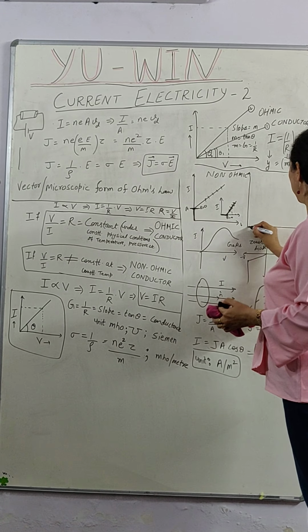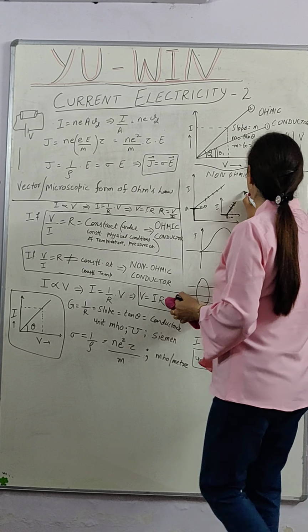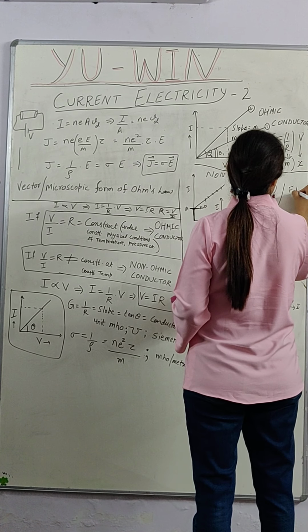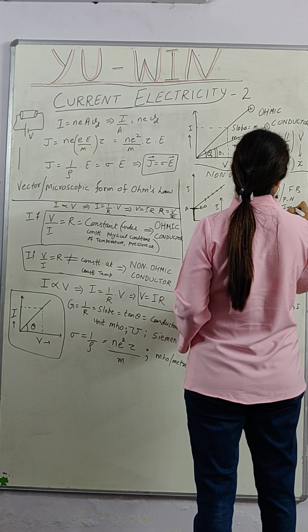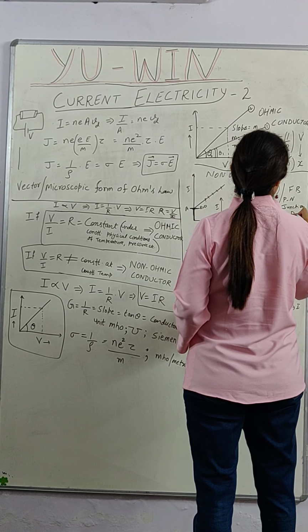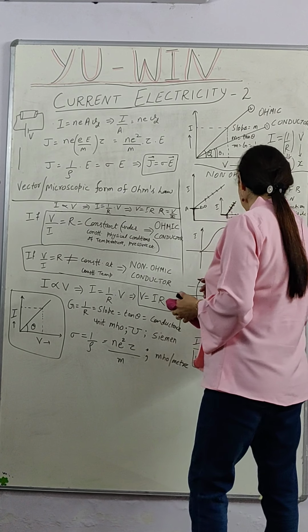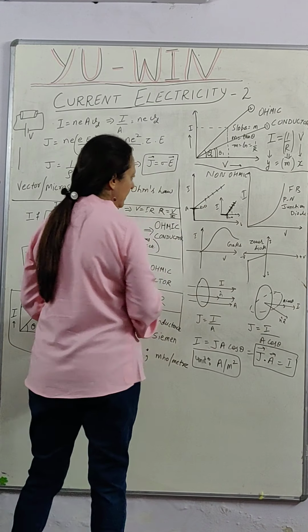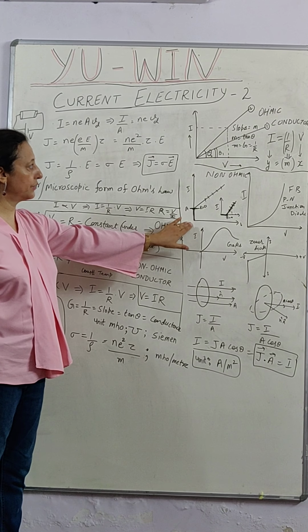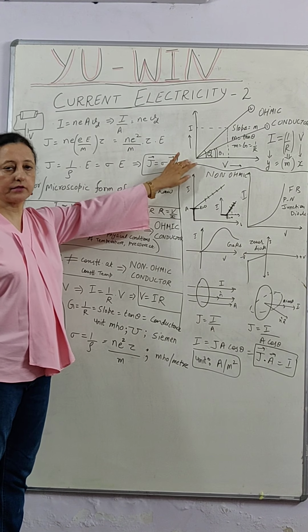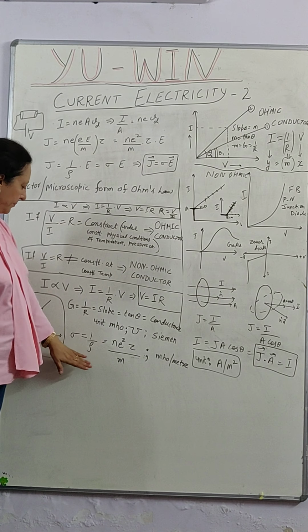This is the PN diode, forward biased PN junction diode. This you will study in the semiconductor physics. The PN diode, Zener diode, and all these things you will study in the semiconductor. So no need to worry. Right now you just need to remember that if it is not a straight line passing through the origin, it will be the graph of a non-ohmic conductor. So you can take a screenshot of this, so that I proceed further.